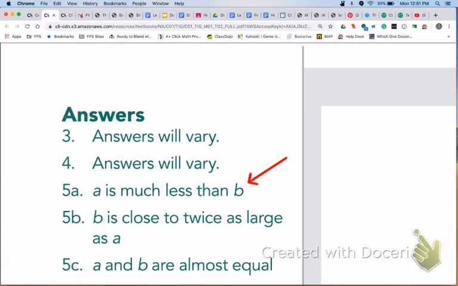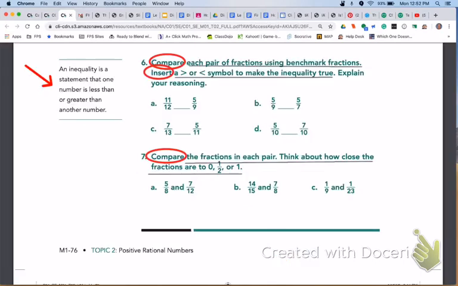For number 5, letter A, the relationship is A is much less than B. For letter B, the relationship is B is close to twice as large as A. And for letter C, the relationship is A and B are almost equal. An inequality is a statement that one number is less than or greater than another number. Please answer number 6 and 7 with your group.